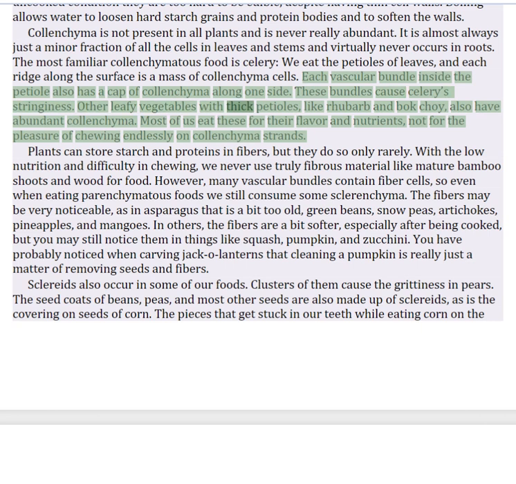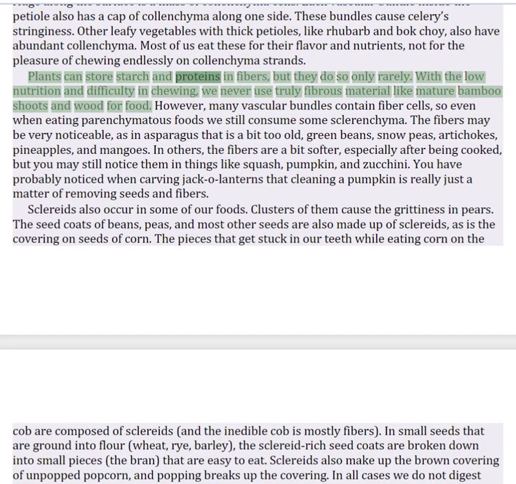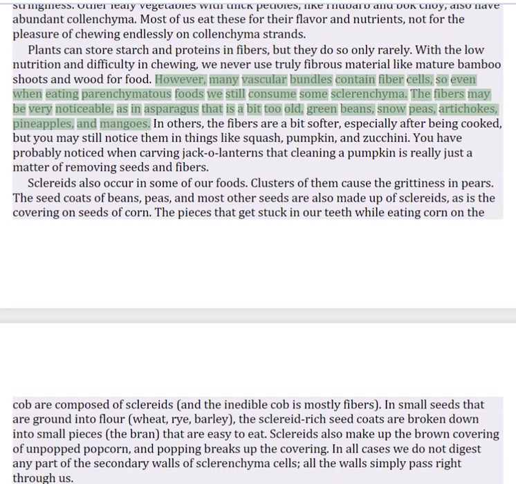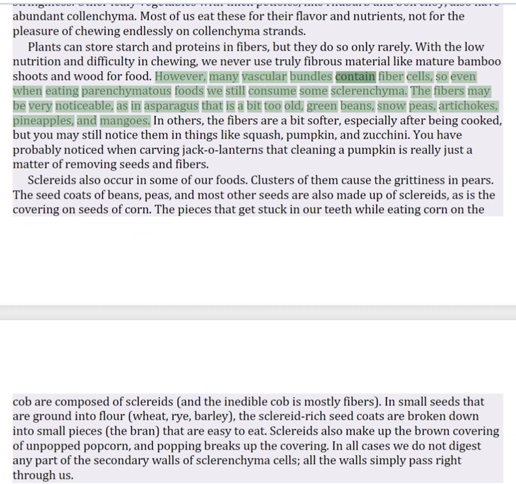Other leafy vegetables with thick petioles, like rhubarb and bok choy, also have abundant collenchyma. Most of us eat these for their flavor and nutrients, not for the pleasure of chewing endlessly on collenchyma strands. Plants can store starch and proteins in fibers, but they do so only rarely. With the low nutrition and difficulty in chewing, we never use truly fibrous material like mature bamboo shoots and wood for food. However, many vascular bundles contain fiber cells, so even when eating parenchymatous foods we still consume some sclerenchyma.